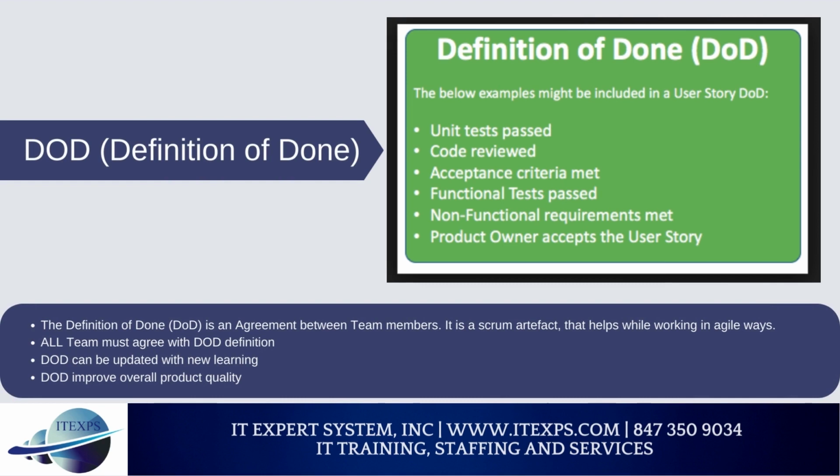Definition of done. The definition of done (DoD) is an agreement between team members. It is a Scrum artifact that helps while working in Agile ways. All team must agree with DoD definition. DoD can be updated with new learning. DoD improve overall product quality.